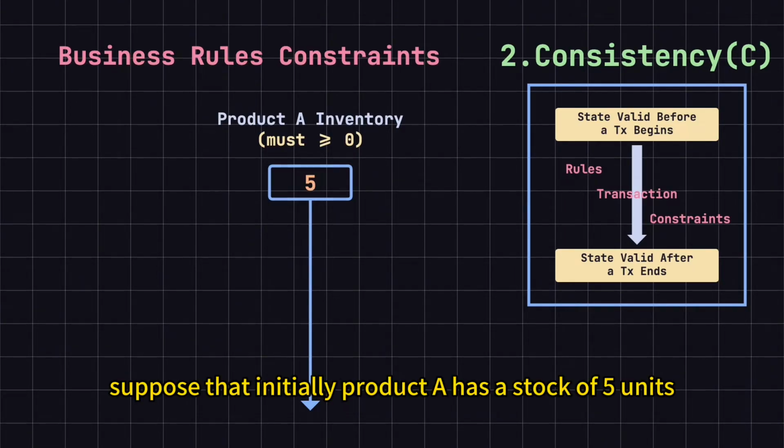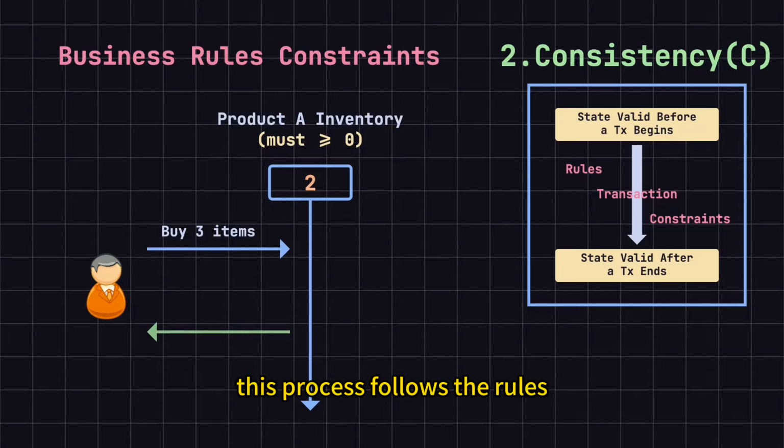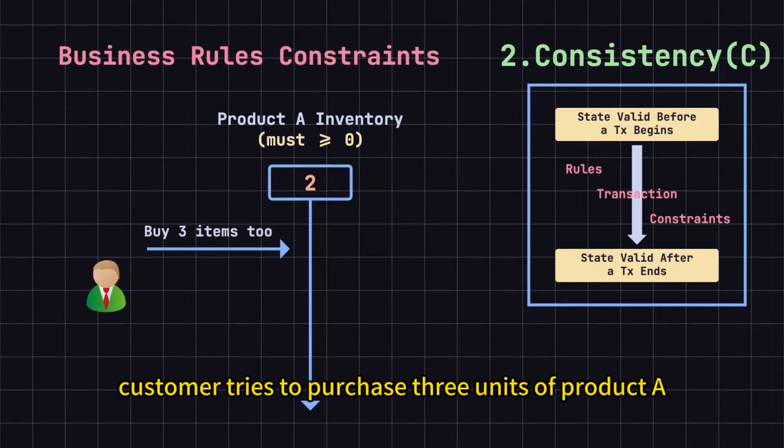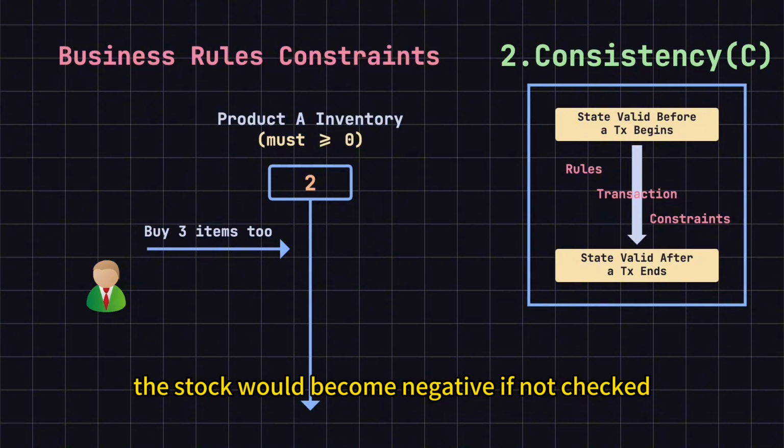Suppose that initially, product A has a stock of 5 units. A customer places an order for 3 units, reducing the stock to 2 units. This process follows the rules, and consistency is maintained. However, if another customer tries to purchase 3 units of product A immediately after, the stock would become negative if not checked.